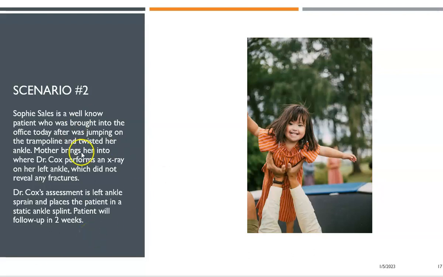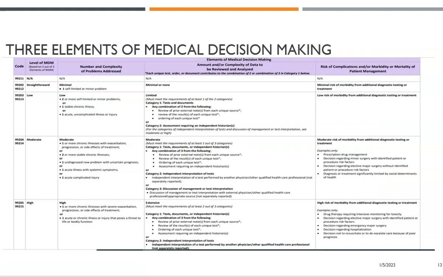Okay, hopefully you picked 99213. So again, let's go back to our MDM table. I will get out my drawing tool. So our patient had an acute uncomplicated injury, right, with that twisting of the ankle. Our physician ordered an x-ray, which is ordering, then our physician reviewed it. So we have 2 of the following here.